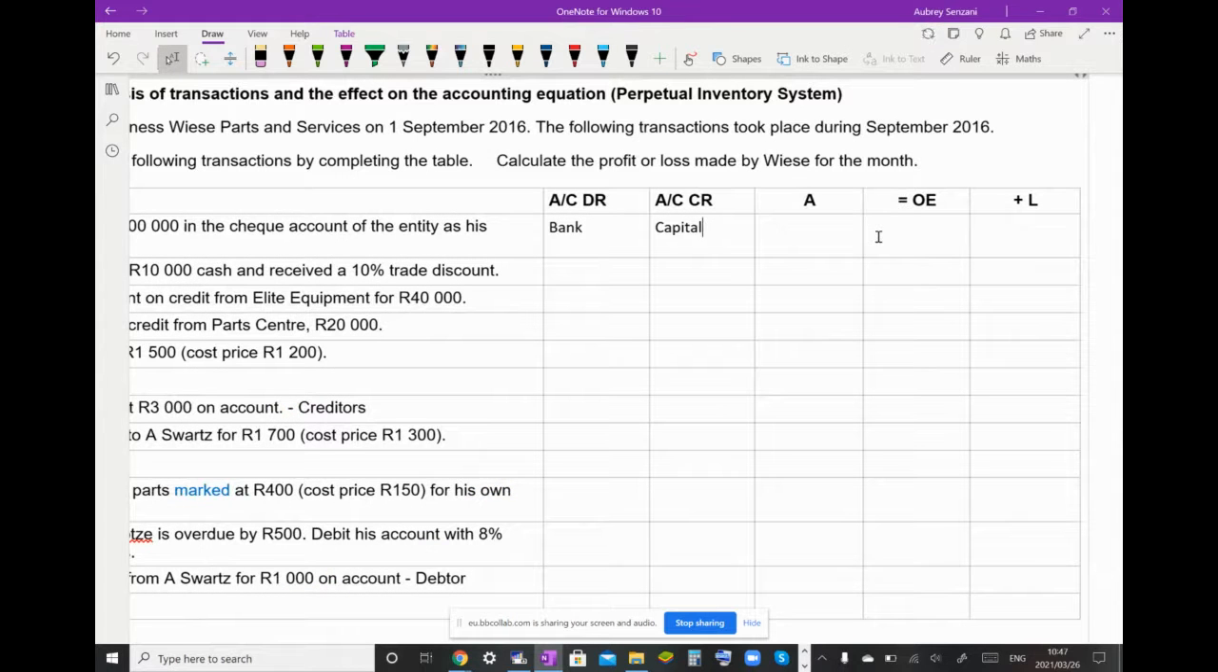All right, then obviously we now need to adjust our accounting equation. Our bank is going up by 500,000. And then our owner's equity is also going up by 500,000.